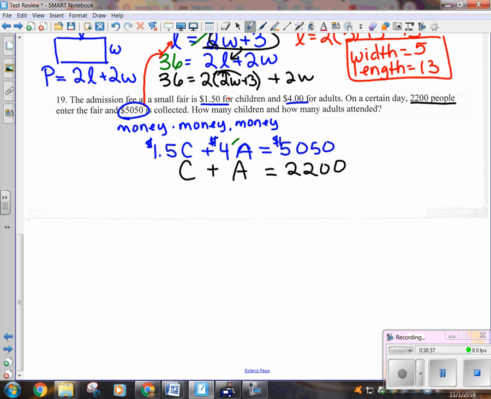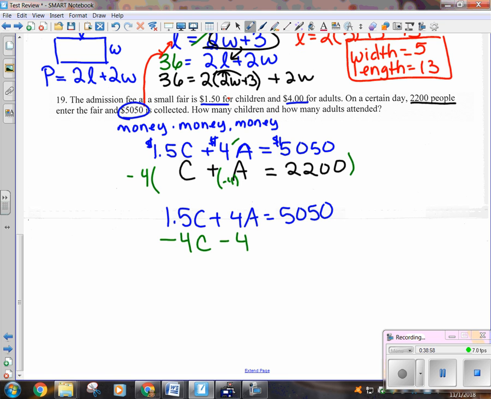So if I have a positive 4, I need to multiply this by negative 4, which means the entire equation gets multiplied by negative 4. So Miss Jessup's just going to recopy the first one, 1.5c plus 4a equals 5,050. The second equation, though, is going to change to negative 4c, negative 4a. And the negative 4 times 2,200 is negative 8,800. This one you probably need your calculator. I'm praying you don't see numbers that large on your exam.